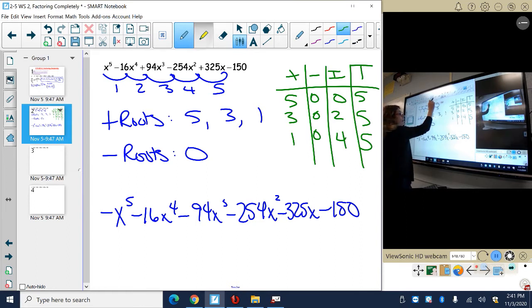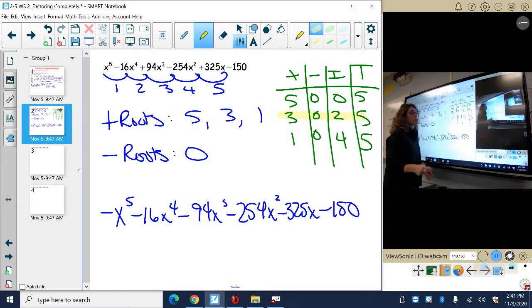Now, my gut's telling me it's going to be this one. That's what I would assume, because I'm not going to give you 4 imaginary roots. Potentially I could, but generally speaking I will not. So that means you are going to have probably 3 positive and 2 imaginary.